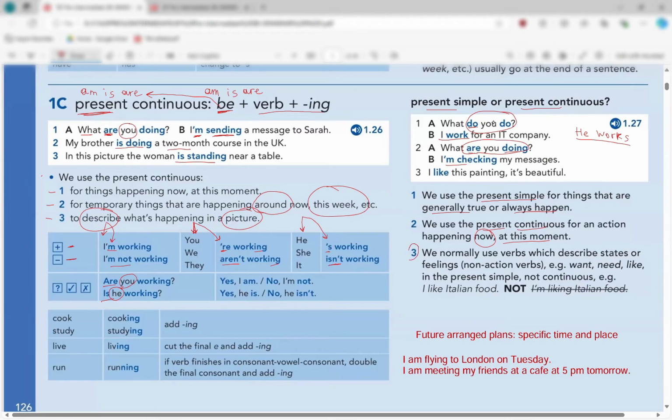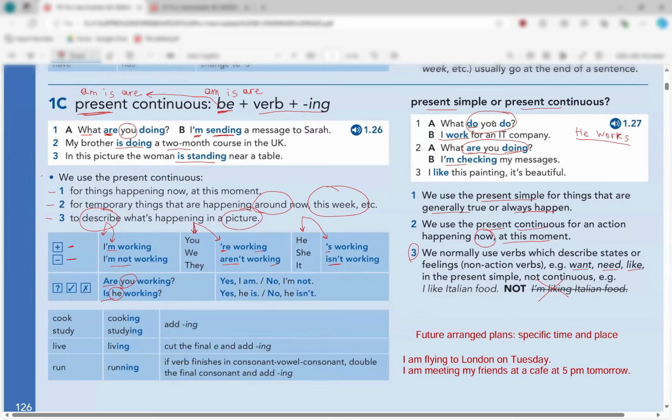And point number 3 here: we normally use verbs which describe states or feelings, non-action verbs. Non-action verbs, guys, like want, need, like. You can't feel the action for them. They're state verbs, or sometimes feeling verbs. With these verbs, we don't use present continuous. Like I'm liking, no good, guys. You cannot say I am liking. I am wanting, we don't say that.